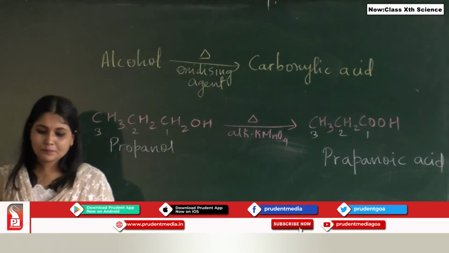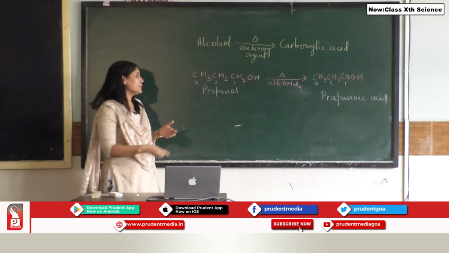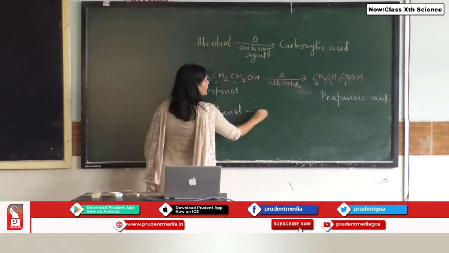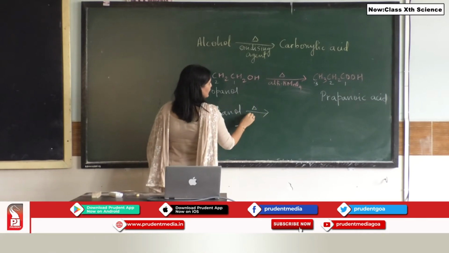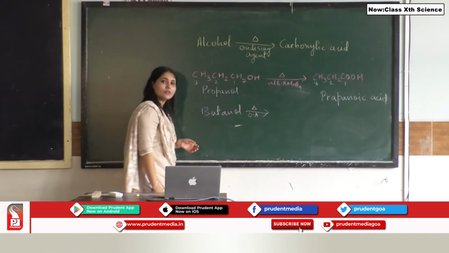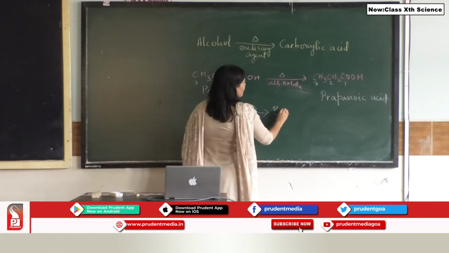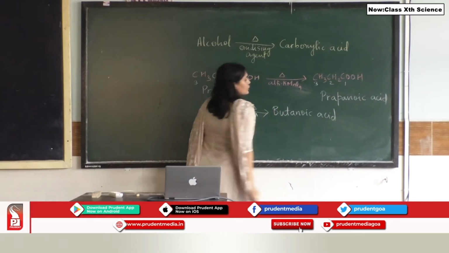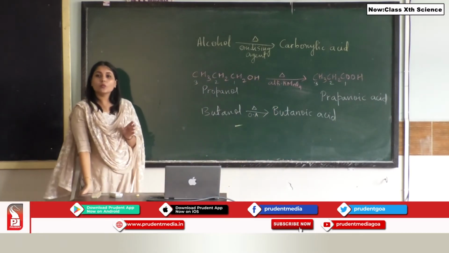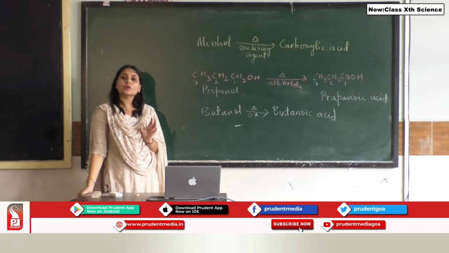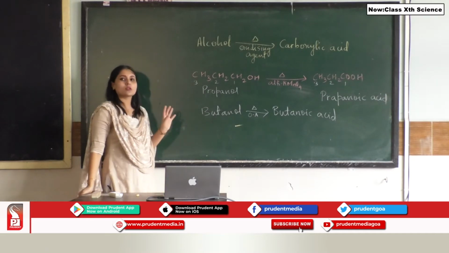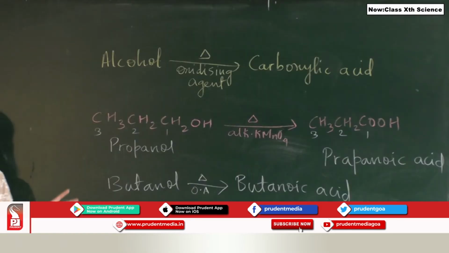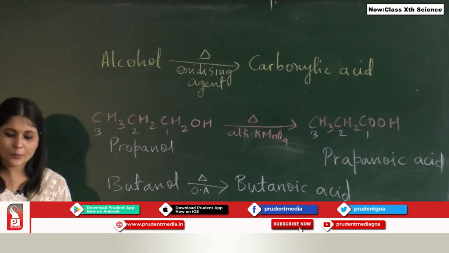Similarly, if you take another example, say butanol, I will not write the structure. If you heat butanol in the presence of an oxidizing agent, what will it give you? It is going to give you butanoic acid. So a simple way in which alcohol can be converted into its carboxylic acid is using the oxidation reaction, in which the presence of an oxidizing agent leads to the formation of the carboxylic acid.